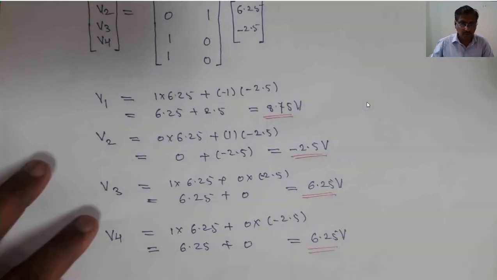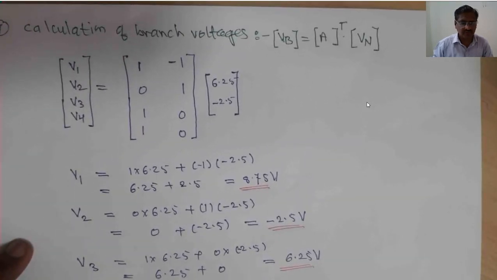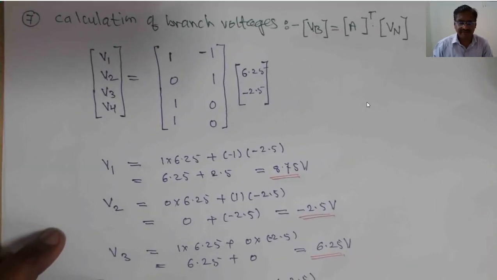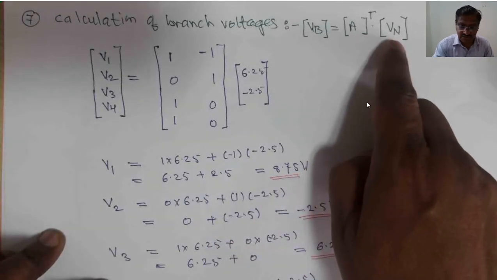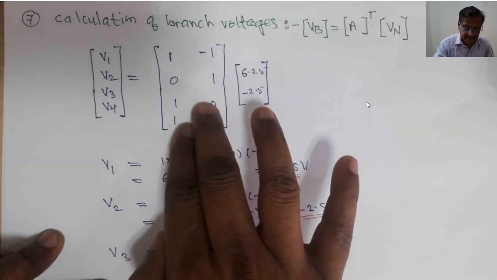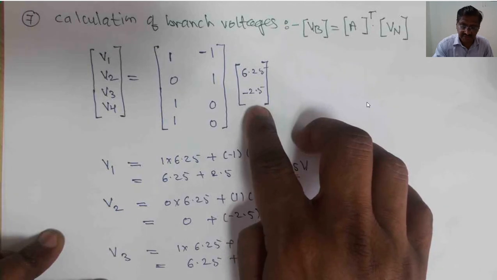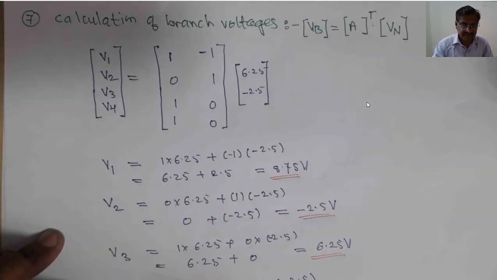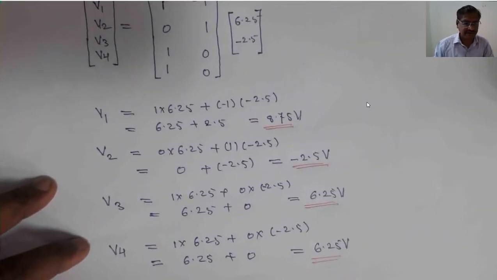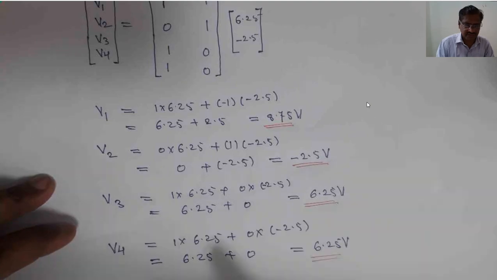If we know the node voltages or node potentials, we can find the branch voltages. The equation is VB equals A transpose into VN, where VN is the node voltage matrix consisting of Vx and Vy. Using this relation we find the branch voltages, which are V1, V2, V3 and V4.